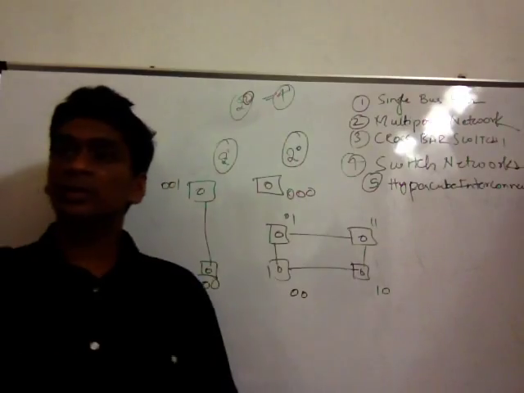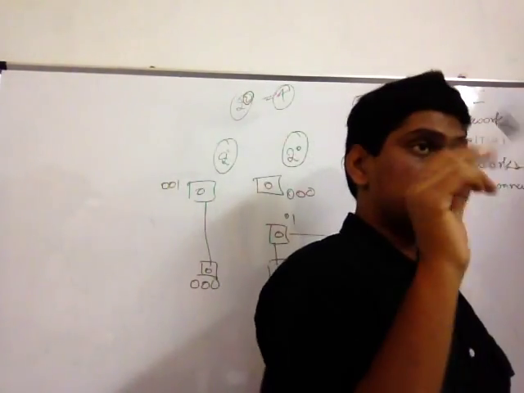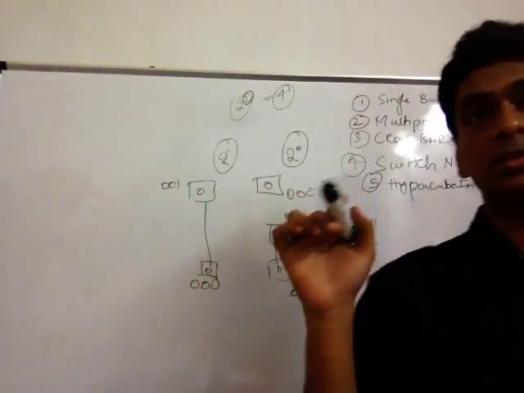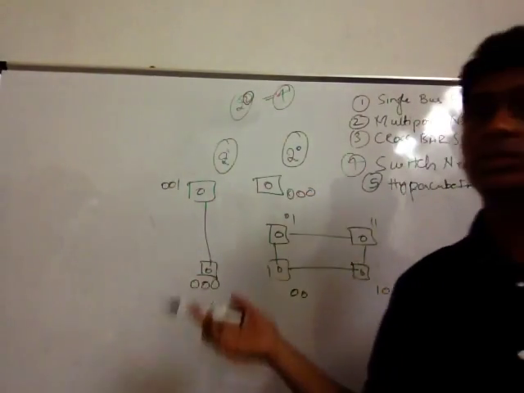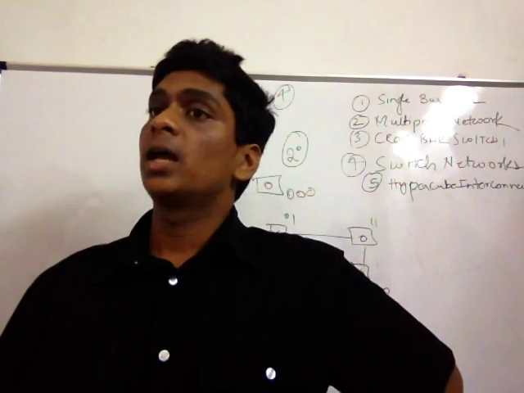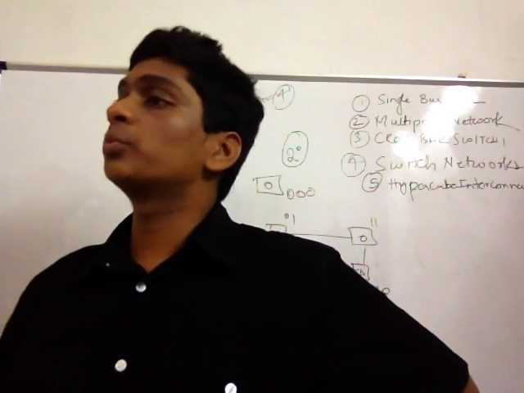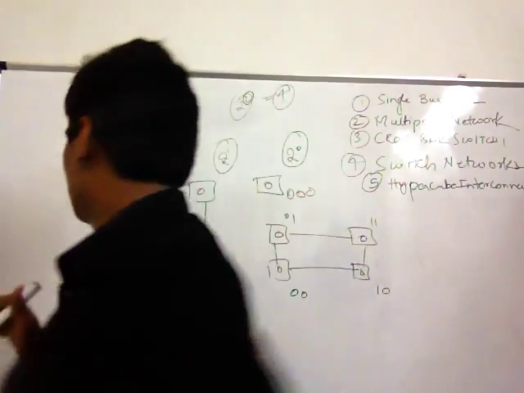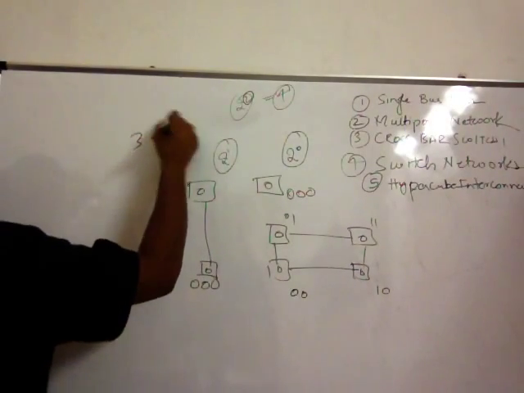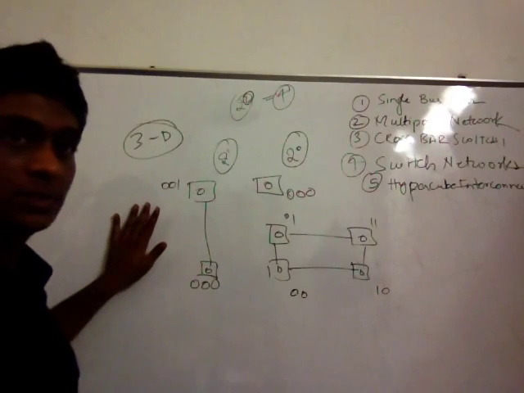If there are 2 power 3, 8 processors, what does 3 indicate? The dimensions. The dimension of the cube which is going to be used. So if there are 8 processors, it means my interconnection structure is going to be 3 dimensional. So shall I rub this part?